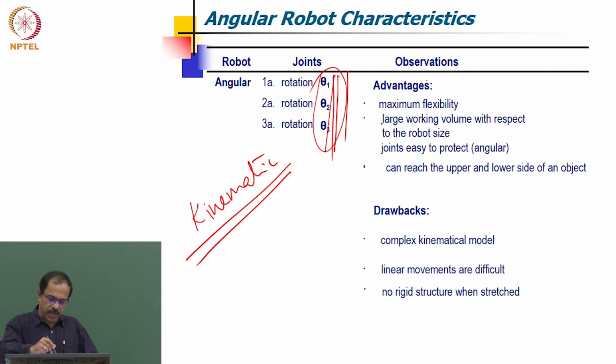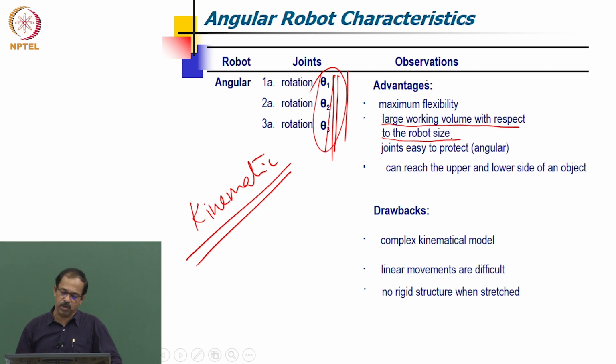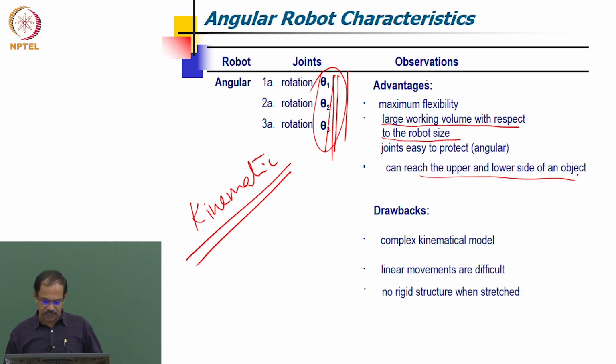And it can get a large working volume with respect to the robot size. For the given robot size, the largest work volume can be obtained for the angular robot configuration, and the least is for the prismatic configuration. And it can reach the upper and lower side of an object, that I will tell you later. So the complex kinematic model means linear movements are difficult.